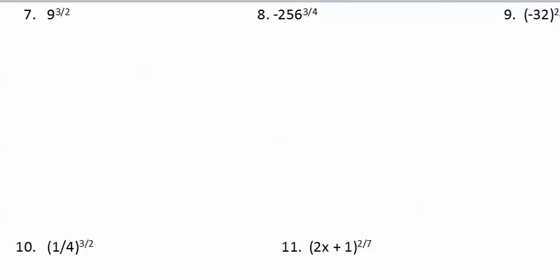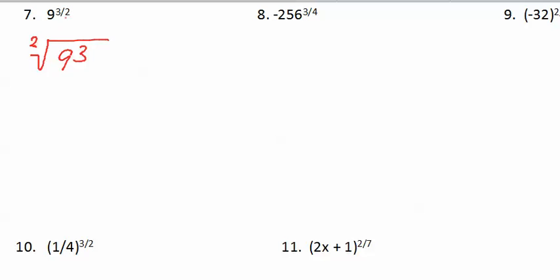We're going to look at a couple more that don't have 1 as the numerator for the rational exponent and work from there. So if I take 9 to the 3/2, I can rewrite it as the square root of 9 cubed.